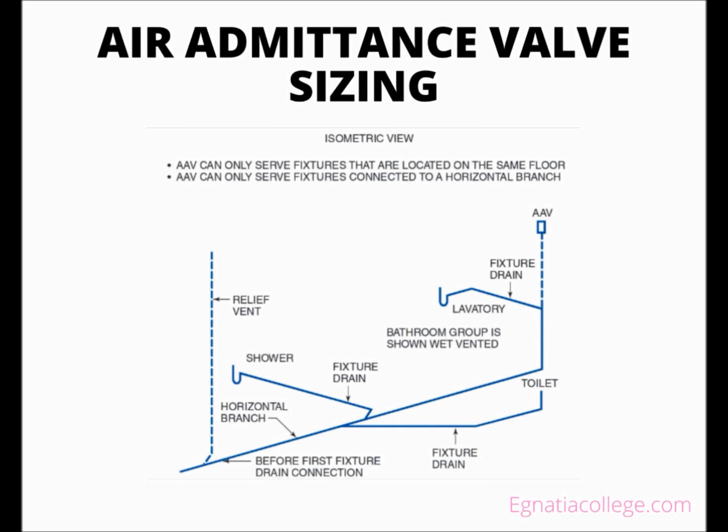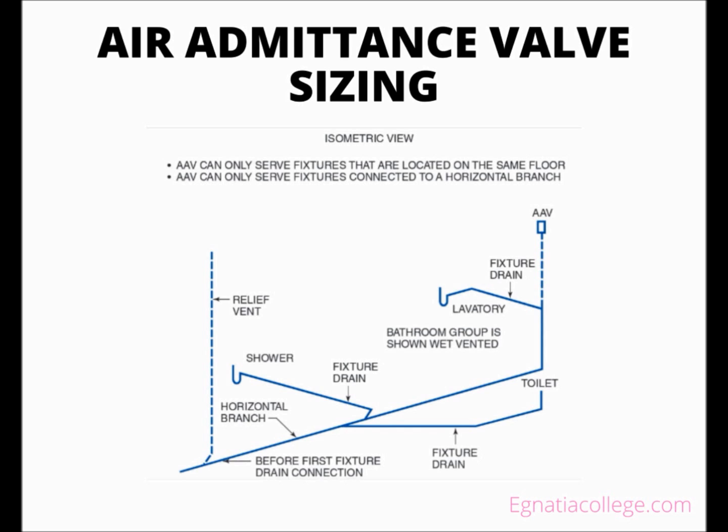Air admittance valve sizing. AAVs allow air into a DWV system but do not allow sewer gas to escape into an occupied area. They were initially introduced for use under a kitchen sink or in remote areas where it is difficult to install individual vents. A stack vent must terminate to open air and cannot be served by an AAV.